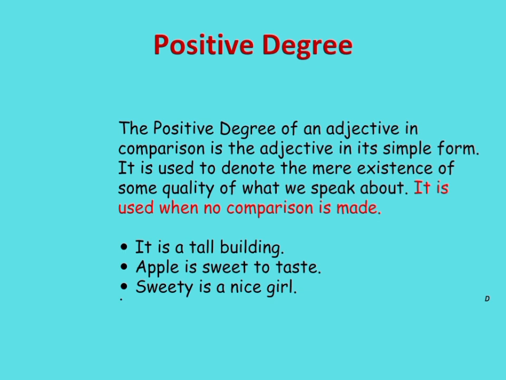For the next example, apple is sweet to taste. Here also no comparison is made. Sweet is the adjective. Sweetie is a nice girl. So nice is the adjective. Again, here no comparison is made. So these are the positive degree of adjective.